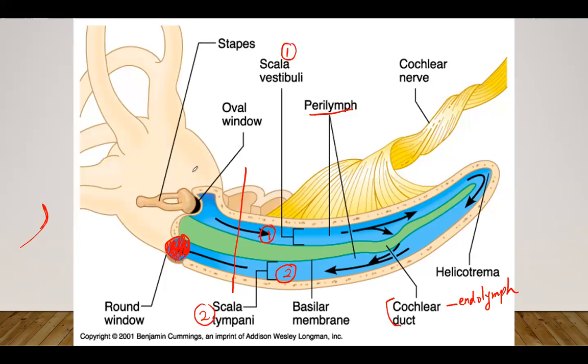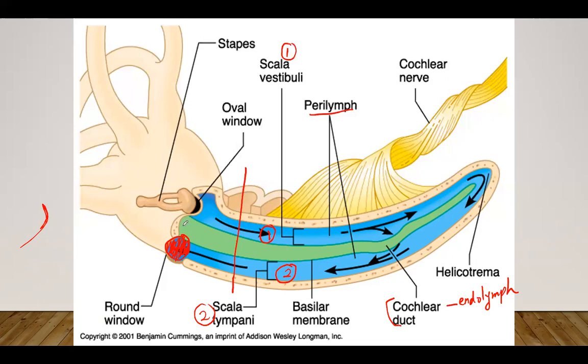Think of the oval window bringing in all of these vibrations, they go through as needed, and then anything that is extra comes out. I love the metaphor your textbook has used. Your textbook describes it as a water bed.